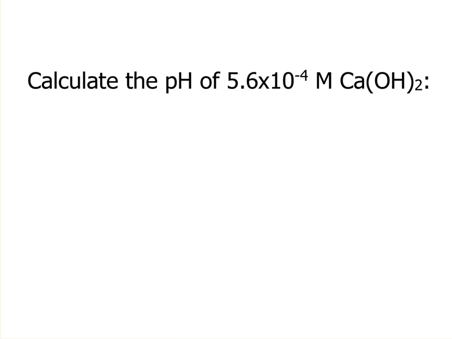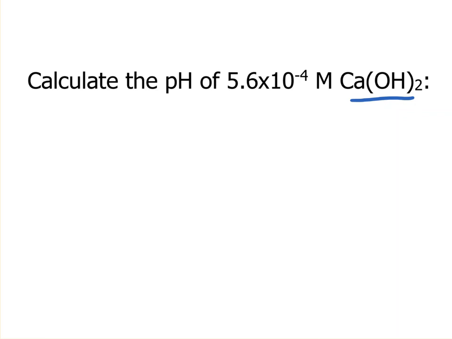Then we should notice that this is a strong base. Again, group 1 and 2 hydroxides are strong, except for beryllium hydroxide and magnesium hydroxide. It needs to be on your list. If it wasn't strong, and same with an acid, then you're going to have an equilibrium problem with a Rice table and stuff like that, which we will do.